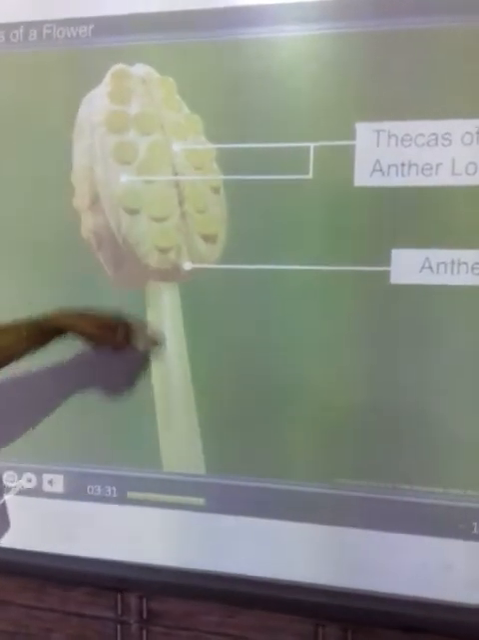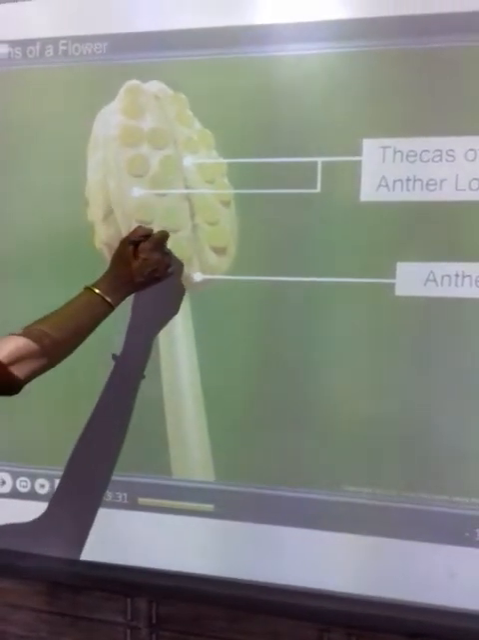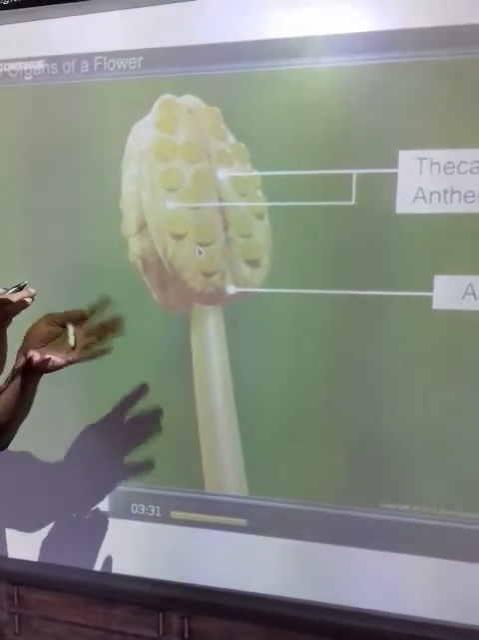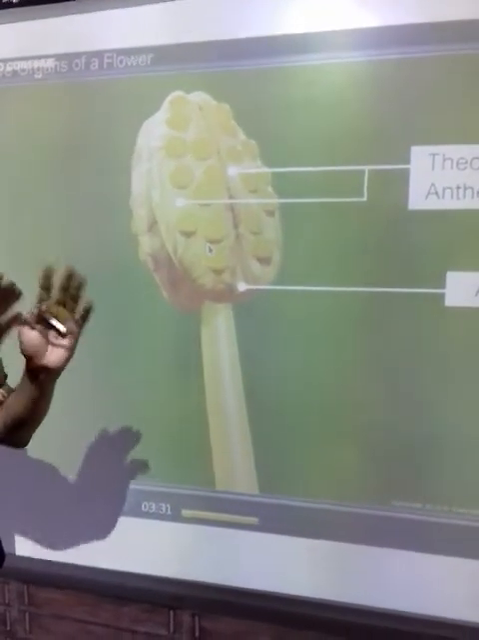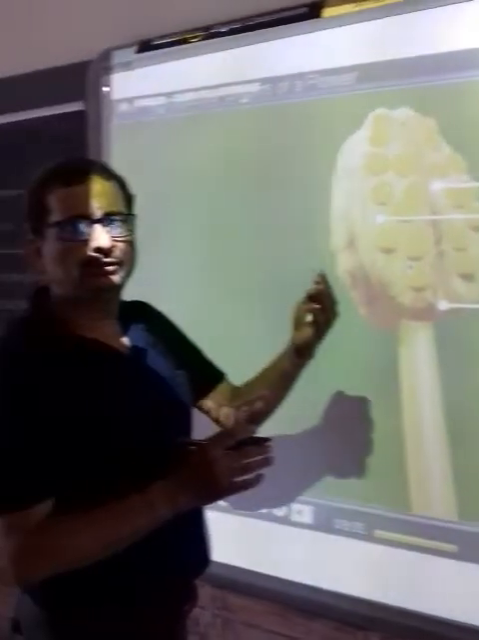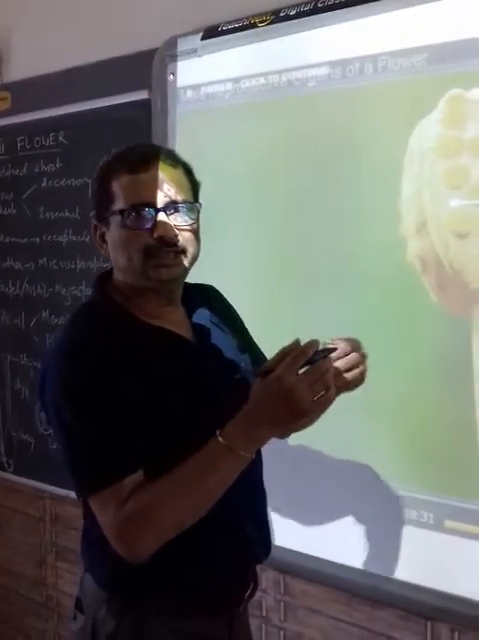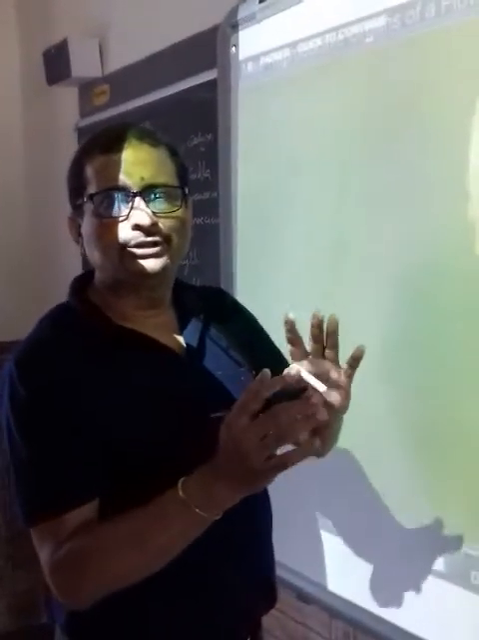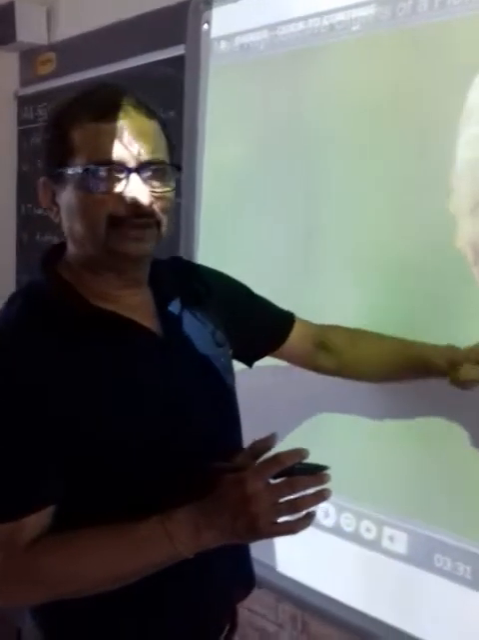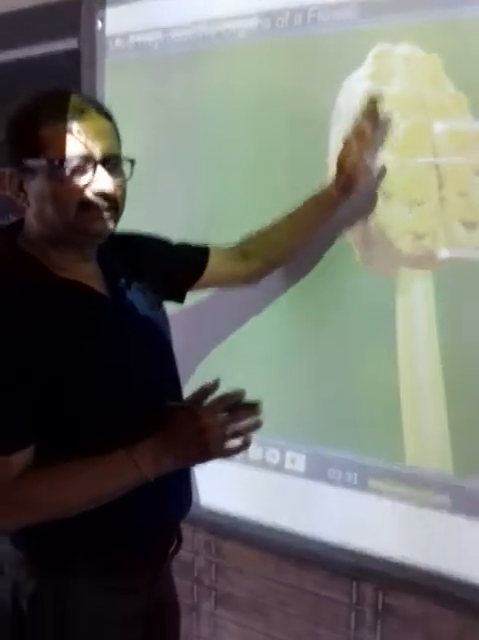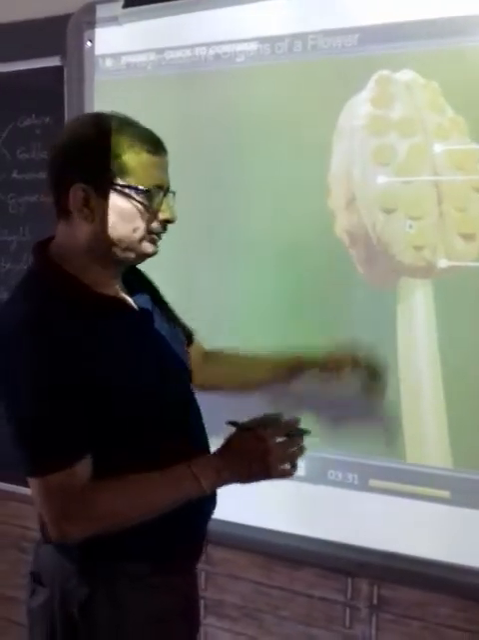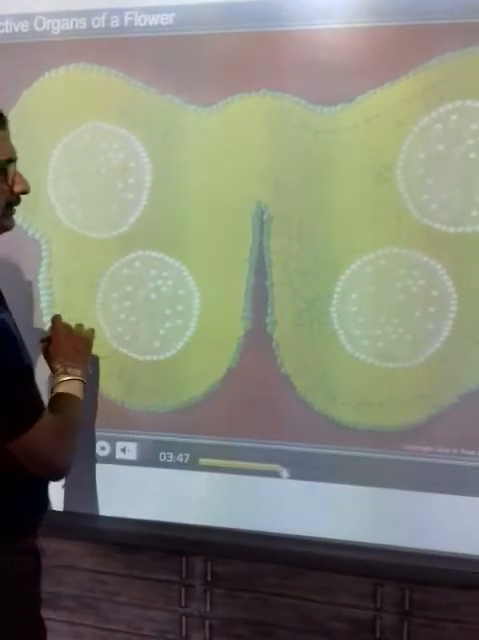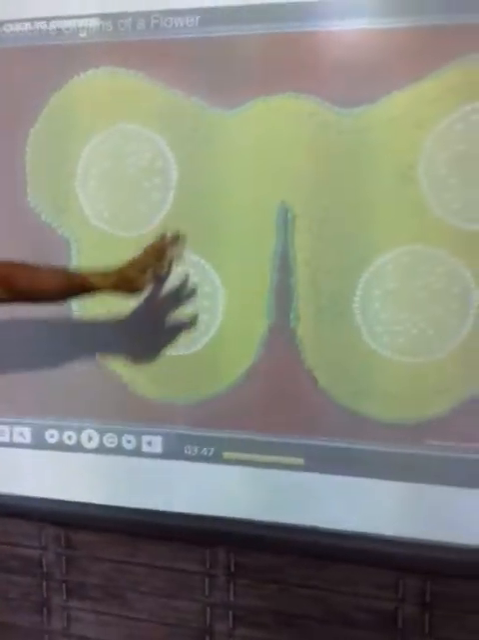And this is the lobe, and this is the filament, and the filament is connected to the anther lobe. Now, how is it connected? On the basis of that, the anthers can be divided. If it is fixed to the dorsal side, we call it dorsifixed. If it is fixed on the basal side, we call it basifixed. So on the attachment of the filament to the anther, we can differentiate the anthers into different types. Now, this is the tetragonal structure of the anther lobes.